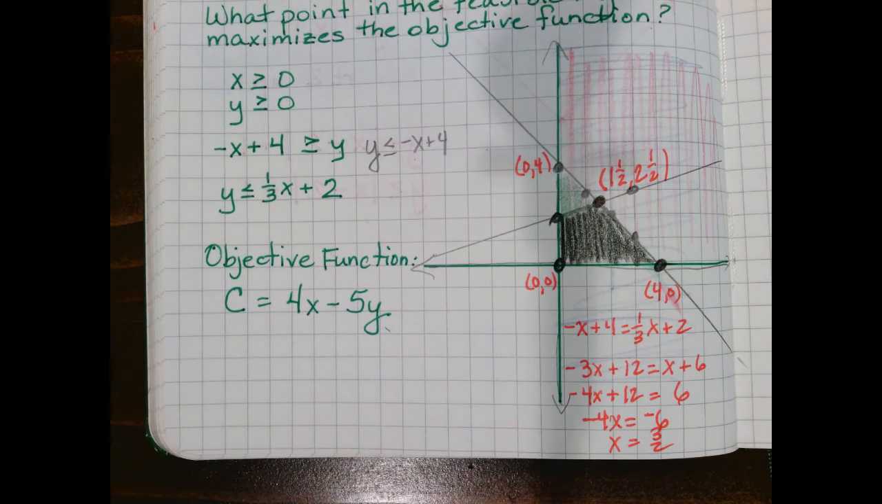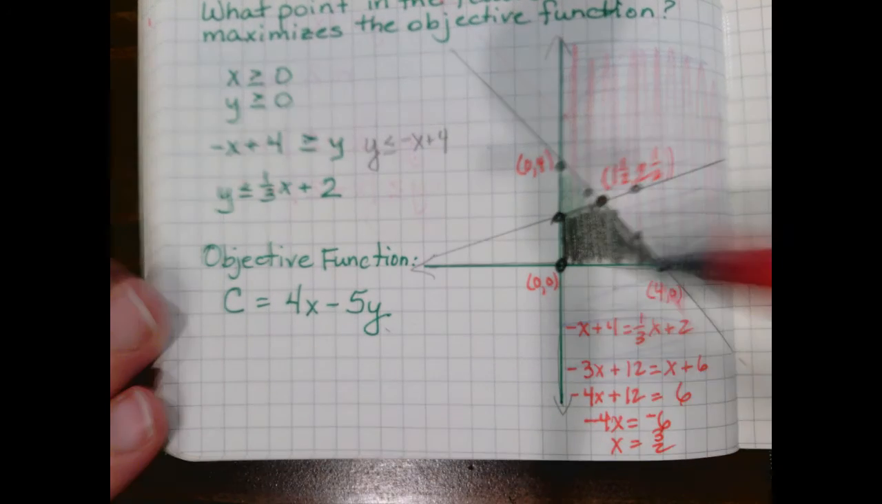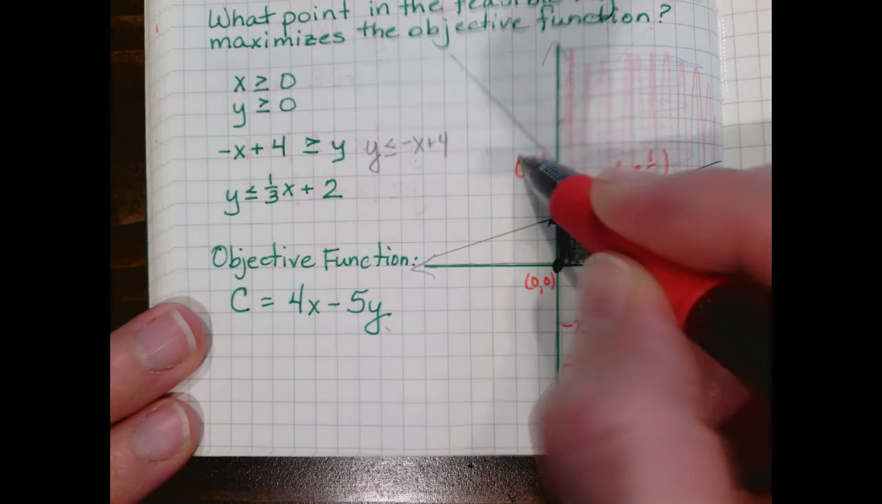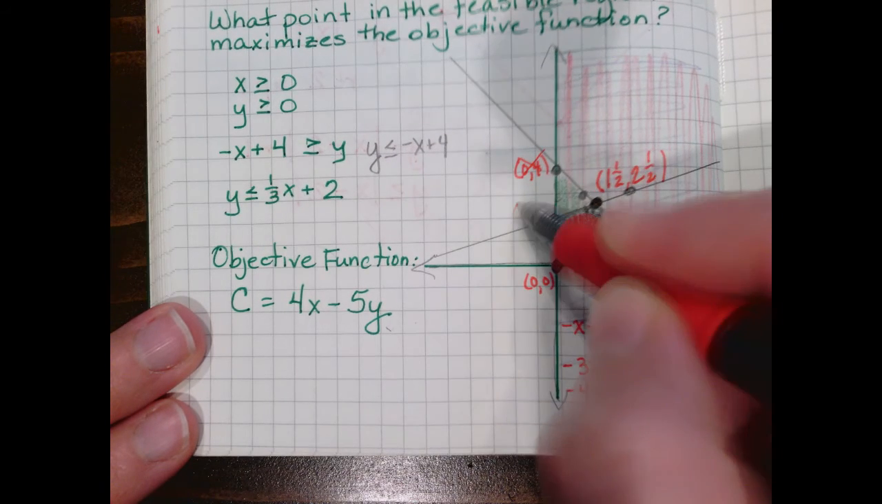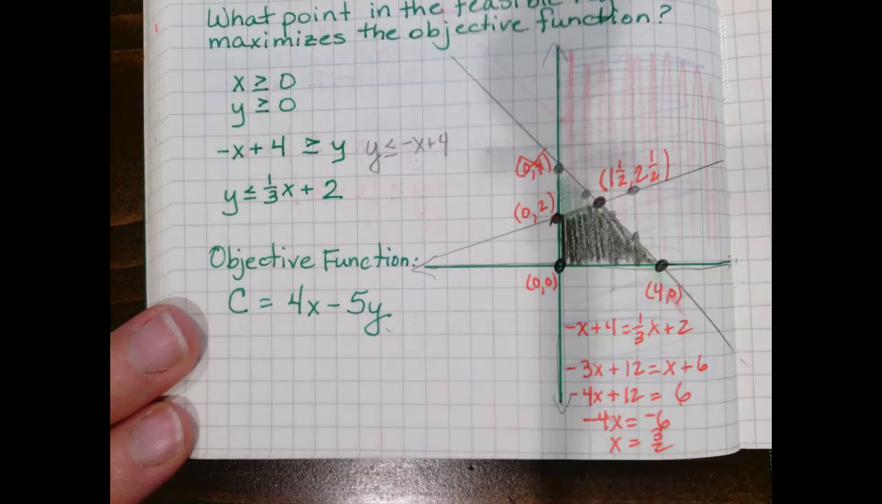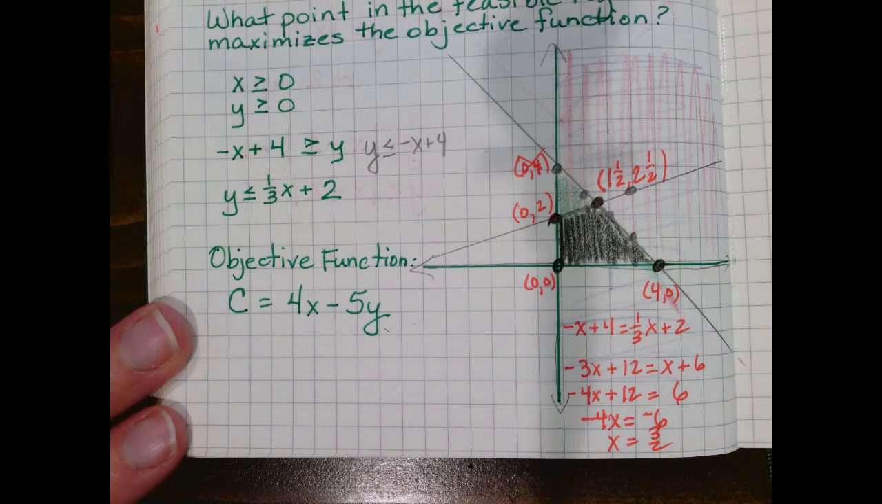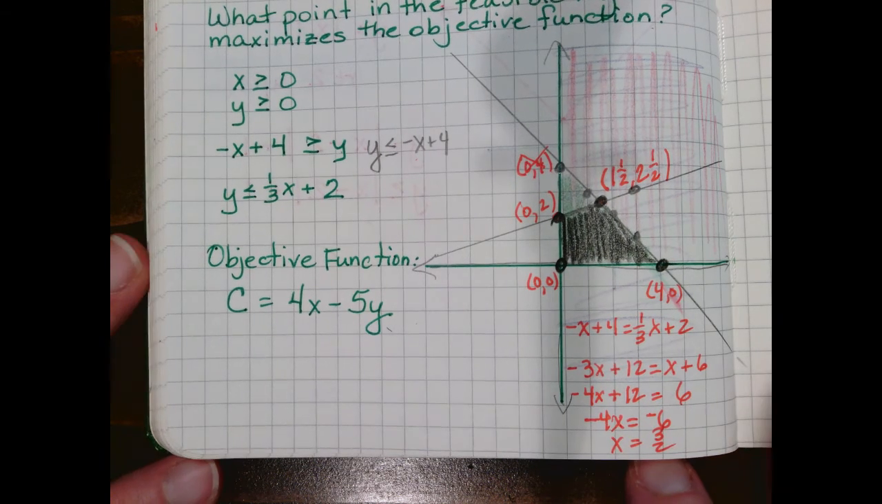Okay, so now what do we do with those? Now that we know these, and you know what, I chose the wrong one here. We need this guy, which is 0, 2. Thank you for catching that. All right, now what do we do with these 4 points?